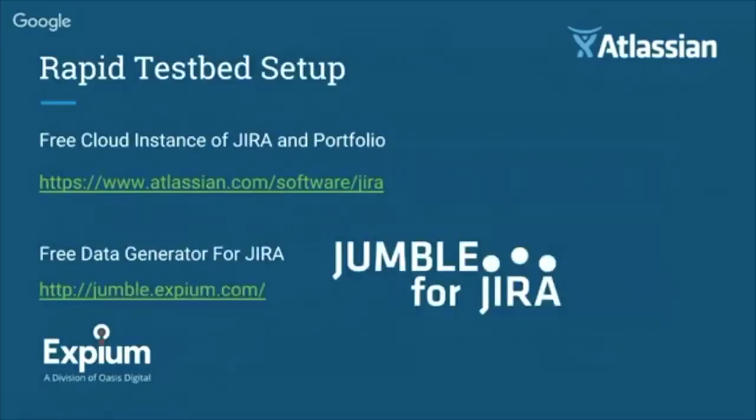So how we set up our environments is we just go get a free cloud instance of JIRA and Portfolio, and then we use our free data generator for JIRA. It's called Jumble for JIRA. We built it a couple of years ago, and we keep it up to date with the latest versions. In fact, we're working on an updated version that would have data that is better to use in Portfolio and Service Desk, and that should be updated in the coming weeks.